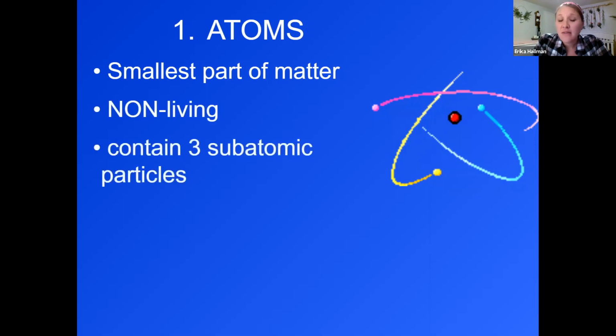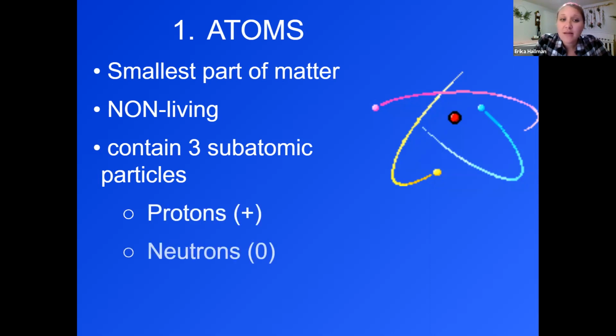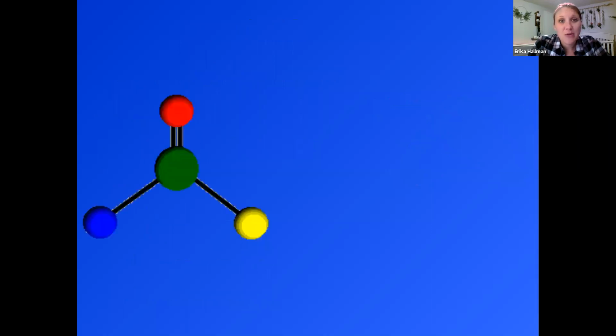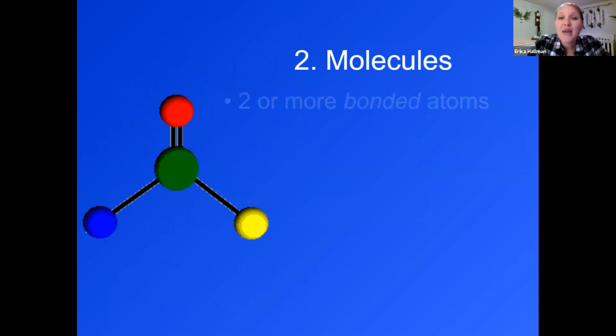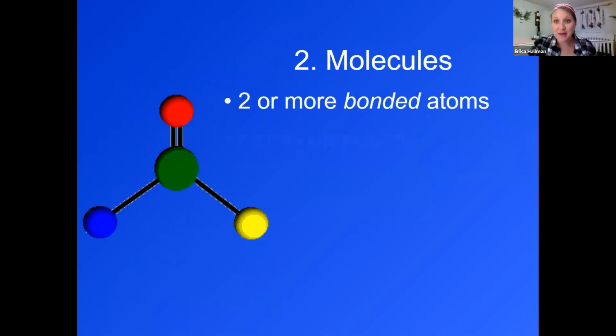Atoms are considered non-living and they contain 3 different subatomic particles that you might have learned about in the 7th or 8th grade. Protons that are positive, neutrons that are neutral, they have no charge, and electrons that are negative. We'll learn a lot more about atoms in our next biochemistry unit. When atoms bond together, we form molecules. So molecules are any time you have 2 or more atoms bound together.